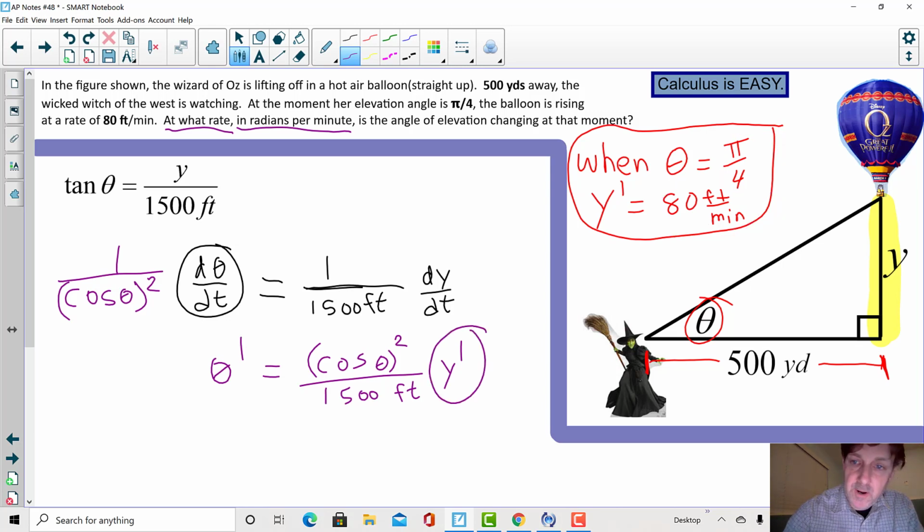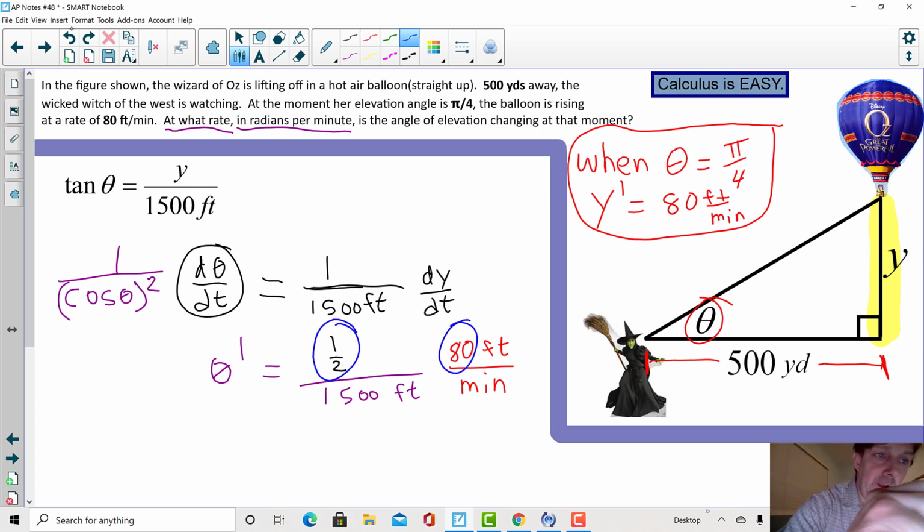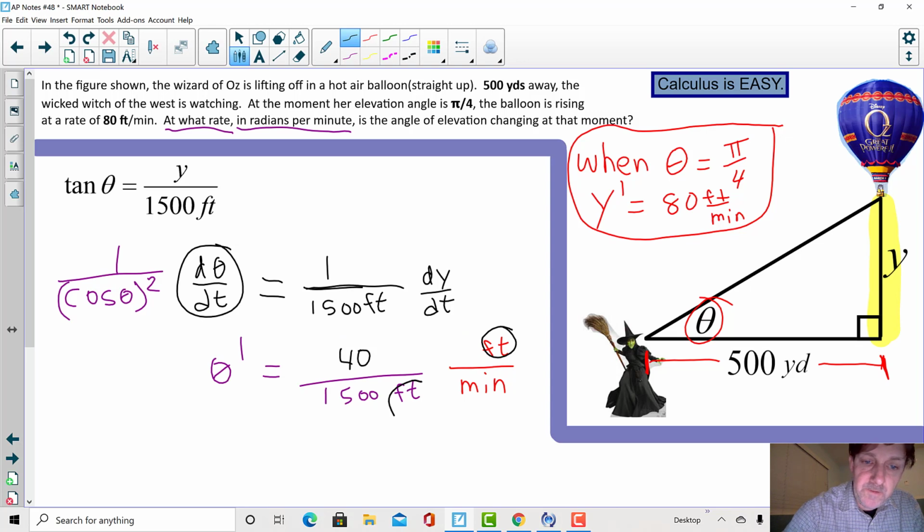So we'll trade y prime for 80 feet per minute, and our angle theta is just going to be pi over 4. Cosine of pi over 4 is going to be root 2 over 2, and if you square that, you get 2 over 4, which is 1/2. You can multiply the 1/2 times the 80, that'll give you a 40. You can cancel the feet with the feet. And remember, this is an angle, so we have two ways of measuring angles, either degrees or radians. There's no degrees here, so this is going to be radians per minute.